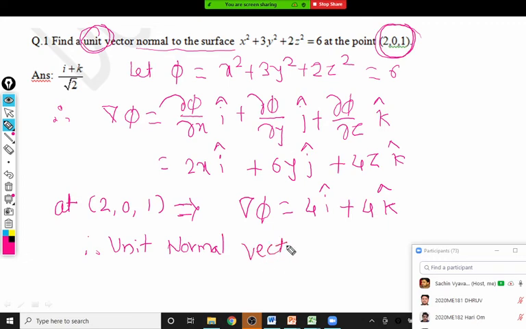We should divide by its own magnitude: del phi upon mod del phi. And we get the required answer, (i plus k) upon root 2. Written directly, 16 plus 16, that is (4i plus 4k) upon root 32, and simplifying it, we get this as the answer. If any doubt is there, you can ask.